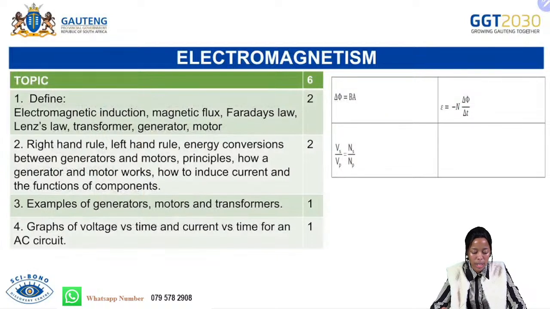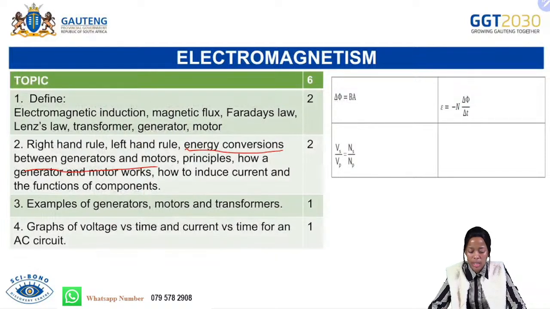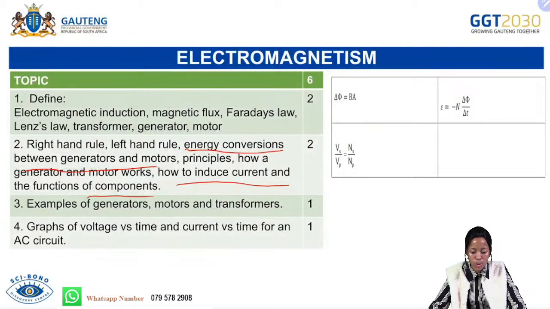Okay, so the next one that we have there is our electromagnetism. With this one, you need to make sure that you know the definitions: electromagnetic induction, magnetic flux, Faraday's law, Lenz's law, transformers, generators, as well as the motors. Then with that, you need to know the right-hand rule and left-hand rule. Very important, the energy conversions between what? Between the generators and the motors. Then you need to know the principles as well. Know the principles in terms of the generators, the principles in terms of the motors, how a generator works and a motor works, how the current is induced, and the functions of the components.